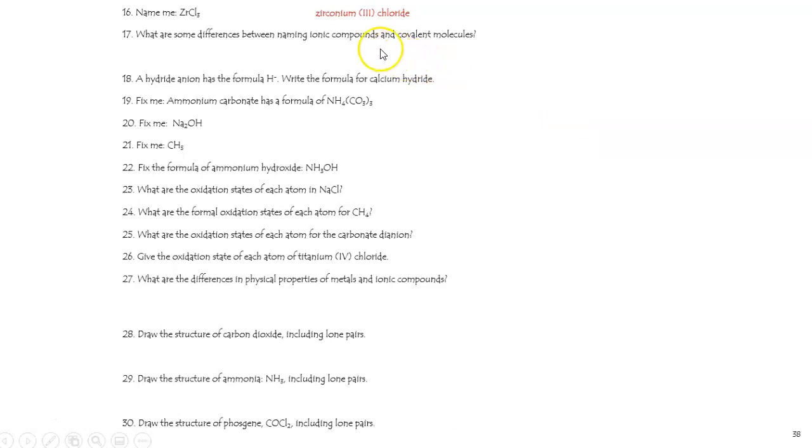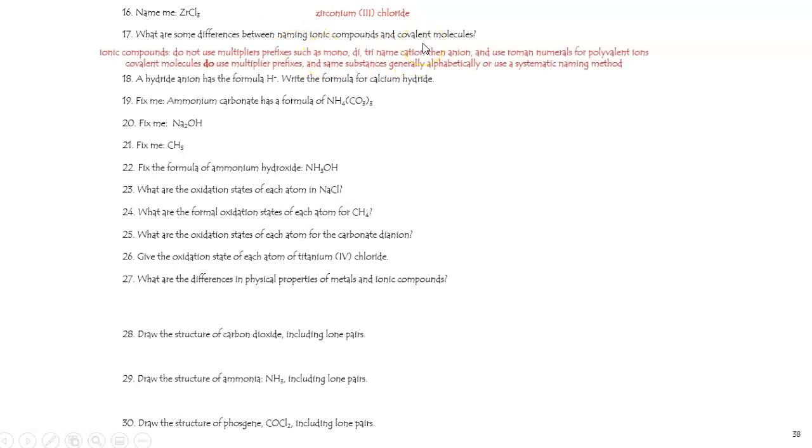What are some differences between naming ionic compounds and covalent molecules? Well, they are substantial. Ionic, don't use mono, di, tri. Covalent, do use mono, di, tri. Ionic, if it's in the polyvalent region, use those Roman numerals. Covalent, just use mono, di, tri. You should be good to go. Ionic, always go positive then negative. Covalent, we typically start with the one that forms the largest number of bonds, I think. Yeah, that's probably true. A hydride anion has the formula H-.